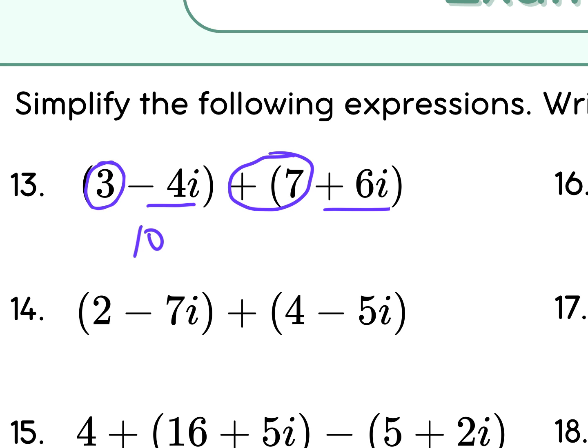10. -4 plus 6 plus 2i. That's it. You cannot combine anymore because part of it is real, part's imaginary. That's like saying 10 plus 2x. Can't do anything else. Does that make sense? All right. Look at 14.